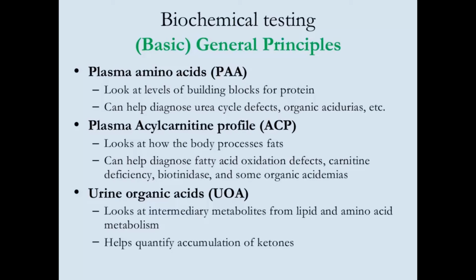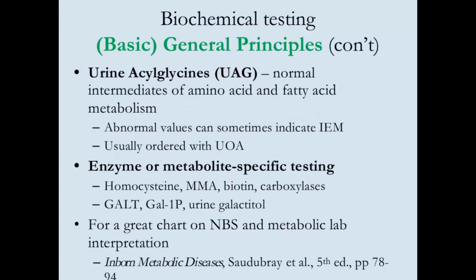There are also what I'm referring to as basic labs that are enzyme or metabolite specific. I'm going to go back to urine acylglycines. And these are really for if you're looking for an accumulation of a particular protein, like in tyrosinemia. If you're worried about homocystinuria, you're going to get a homocysteine level. If you're worried about galactosemia in a baby, you're going to get Gal-1P levels, and we'll talk about that a little later.